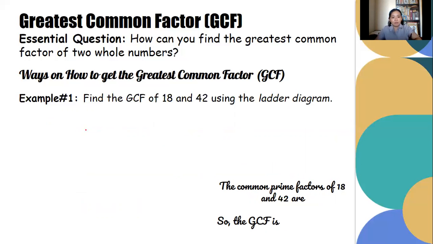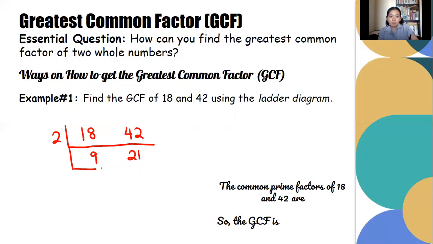So first, we have 18 and 42. We have to find the GCF using the ladder diagram. So I'll start ahead and draw the first step of the ladder. Find even the smallest common factor that you can think of. So the smallest prime that I can have for both of them is 2. 18 divided by 2 will give me 9. 42 divided by 2 will give me 21.